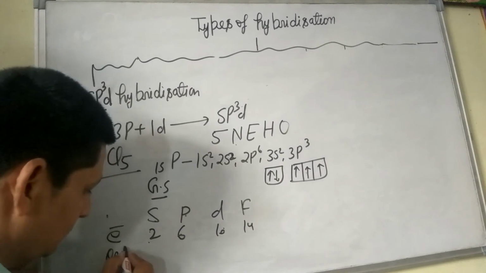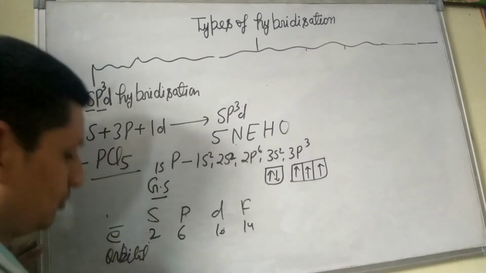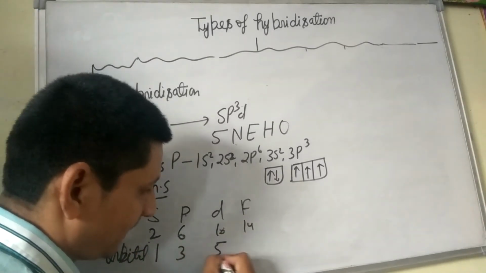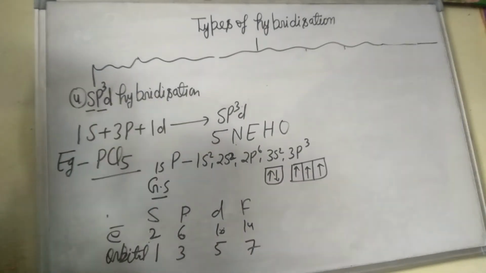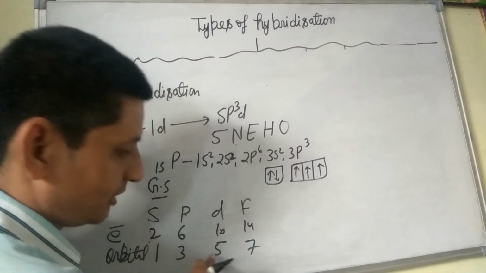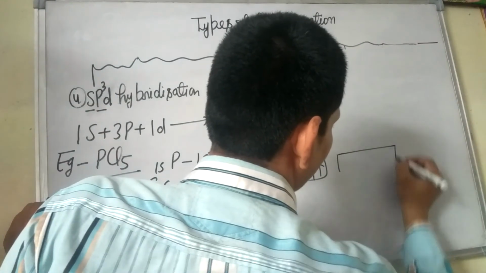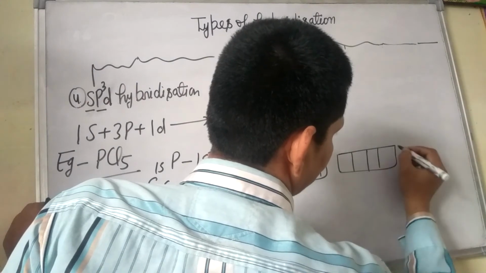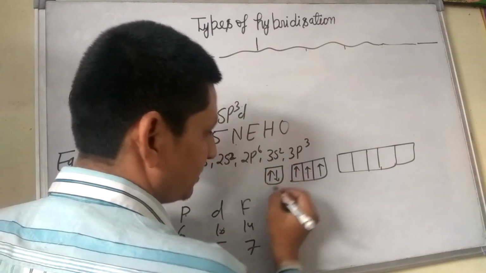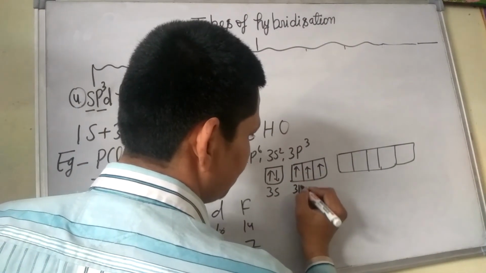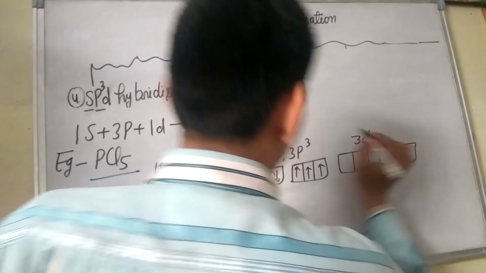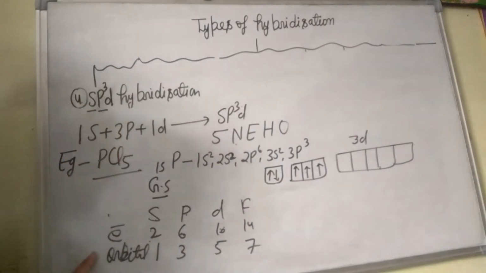Now the orbitals are half of the electrons: half of 2 is 1, half of 6 is 3, half of 10 is 5, half of 14 is 7. So in case of s, there is only 1 orbital; in case of p, 3 orbitals; in case of d, 5 orbitals. Here the d orbital is empty. This is the s orbital, 3s, this is the p orbital, 3p, and this is the d orbital, 3d. This is the important point you have to know.